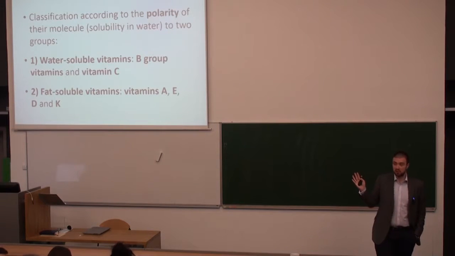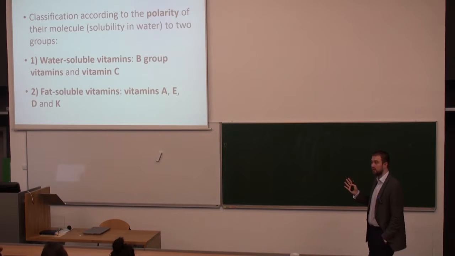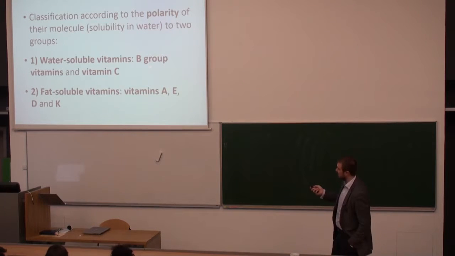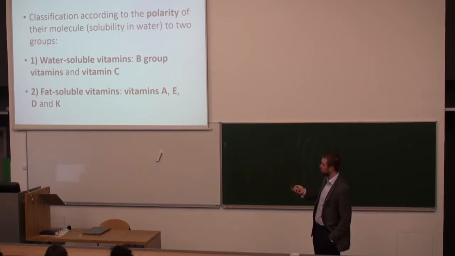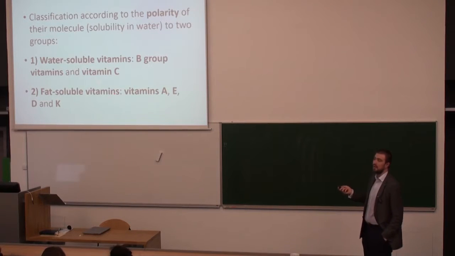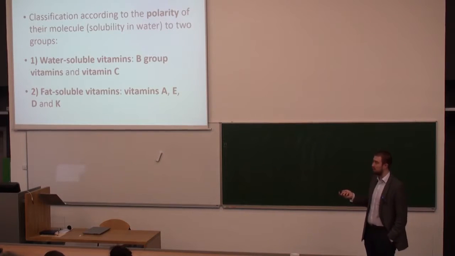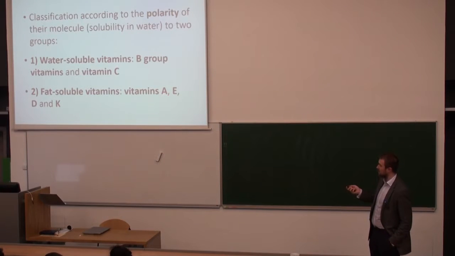Two basic groups of vitamins according to their structure and their polarity. That's the water-soluble vitamins, where we can name two subgroups, B group vitamins and vitamin C. And then the fat-soluble vitamins, where you have those four routinely known compounds: vitamin A, vitamin E, vitamin D, and vitamin K.